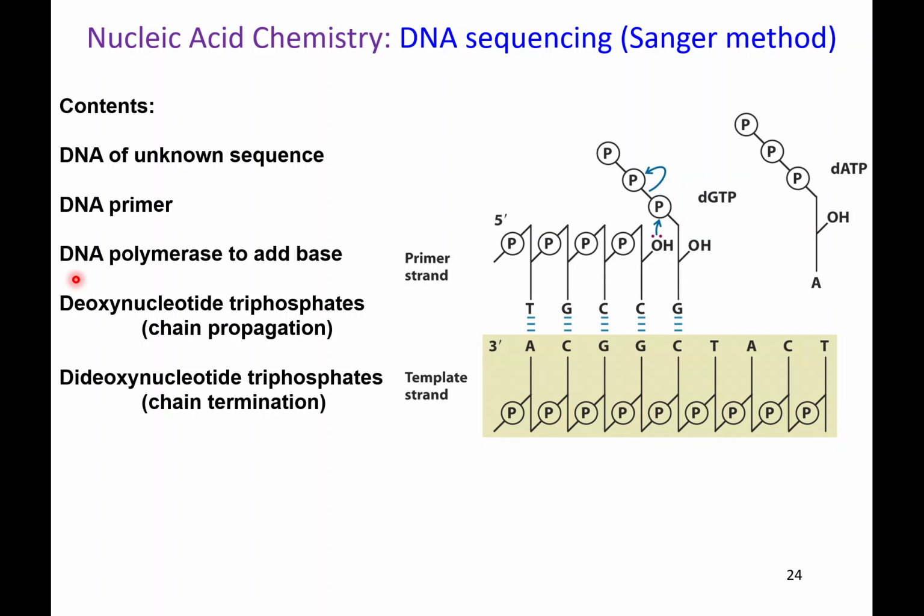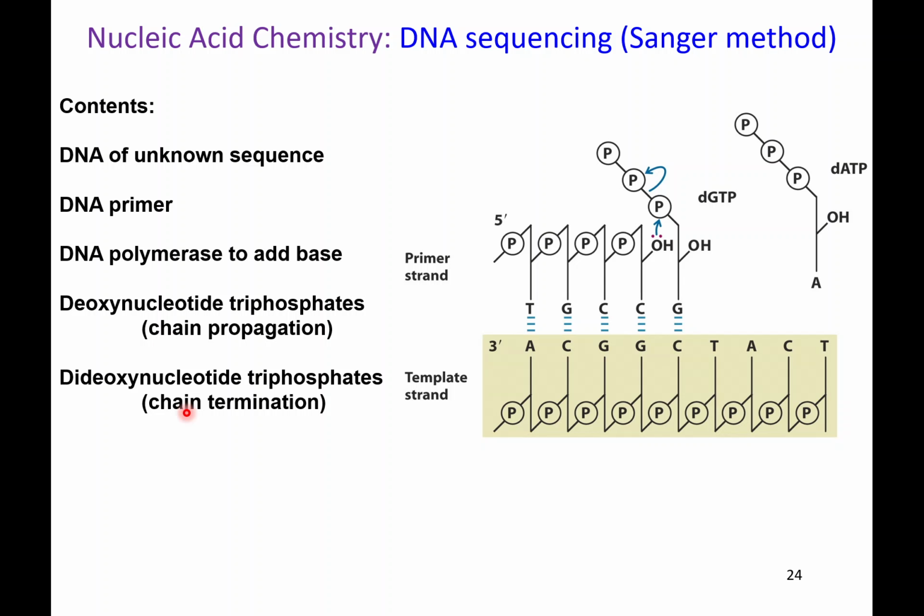Okay. Then you also need deoxynucleotide triphosphates, and those are the monomers that you need to propagate the chain. And you also include what are known as dideoxynucleotide triphosphates. So those are nucleotides based on the deoxynucleotide. Remember that has one of the OH groups missing, the 2' OH group missing on the ribose. The dideoxy has the 2' and 3' missing.